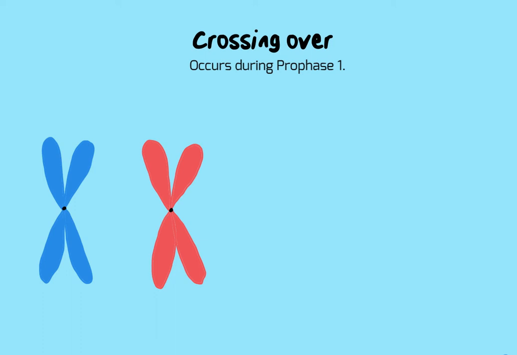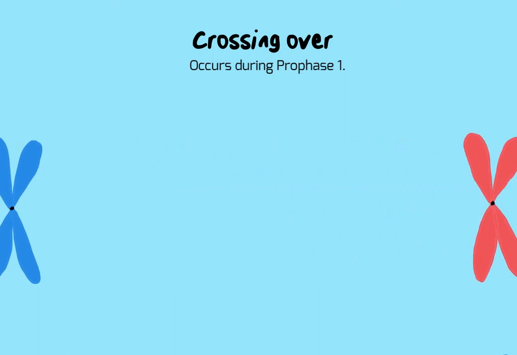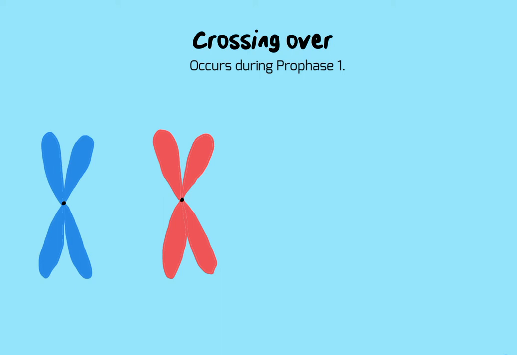But if you think about it, during anaphase 1, the homologous pairs are separated. So if this is a homologous pair, one will go to one cell and one will go to the other cell, which means that they no longer are pairs in meiosis 2, so therefore you cannot have the process of crossing over.